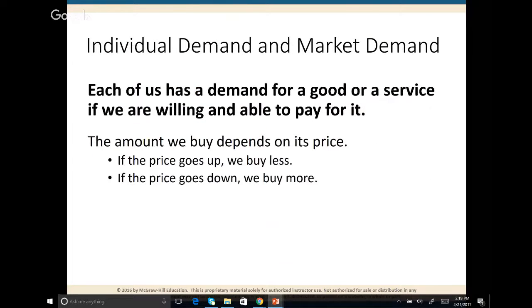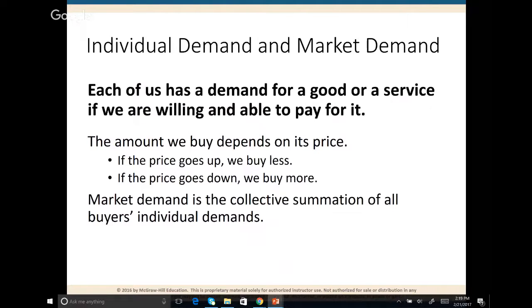All right, and then the difference between the market demand and the individual demand. The market demand is just the sum of all individual demand curves. So let's suppose right now in the market we have four people. We have May, we have Lane, we have Herman, and then Emmanuel.